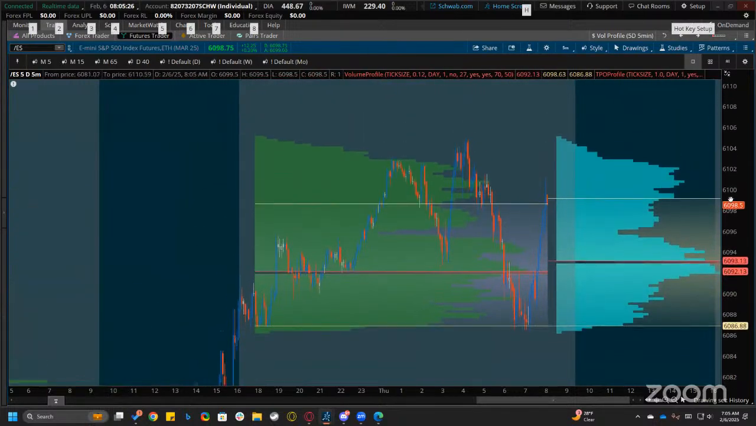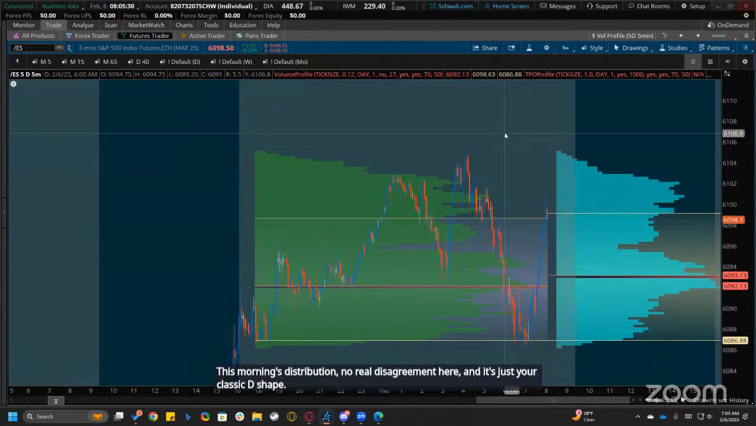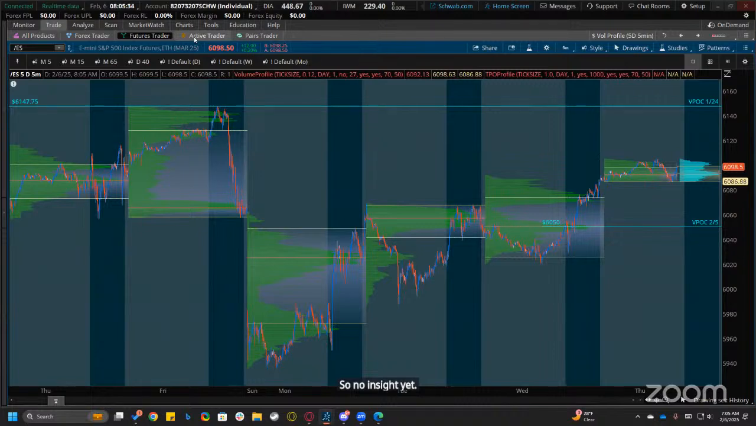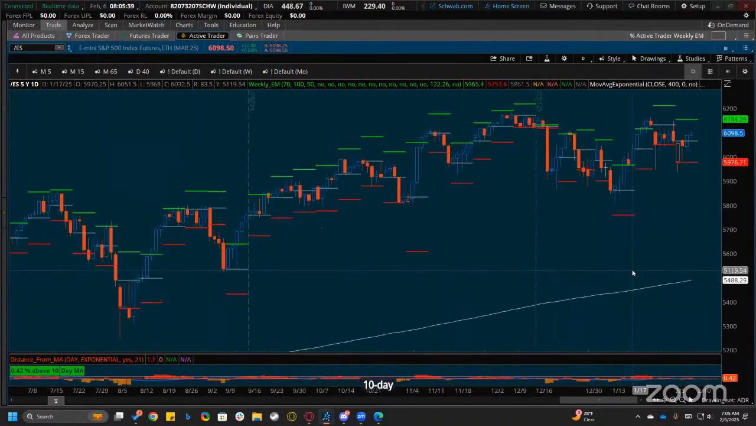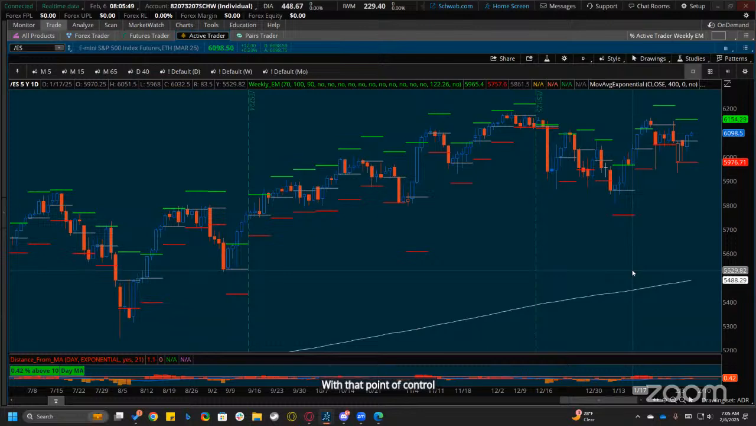This morning's distribution, no real disagreement here, and it's just your classic D shape. So no insight yet. The 10-day, 30-minute volume profile really is the biggest change out of those two charts with that point of control now underneath us.